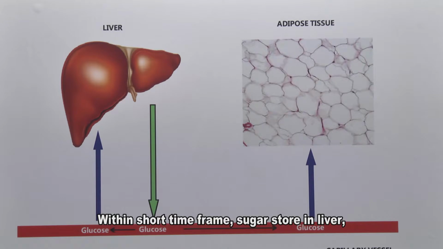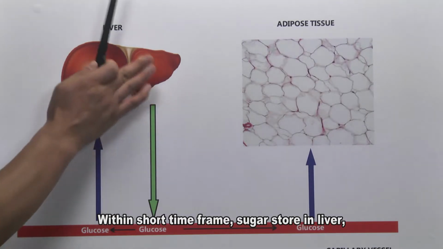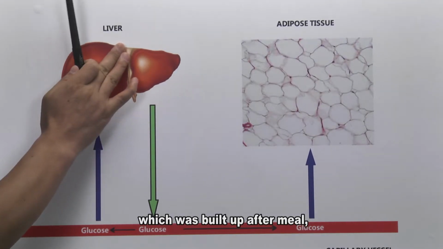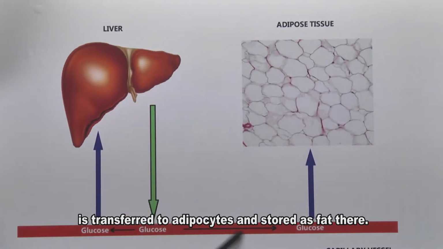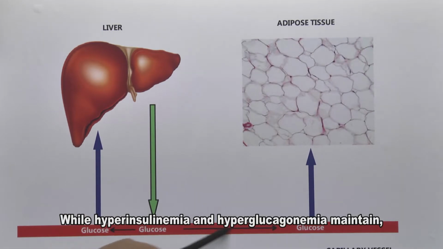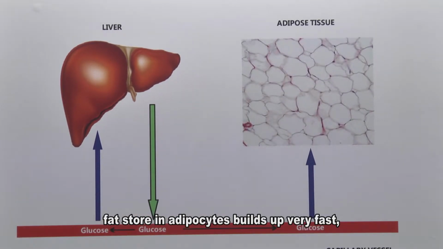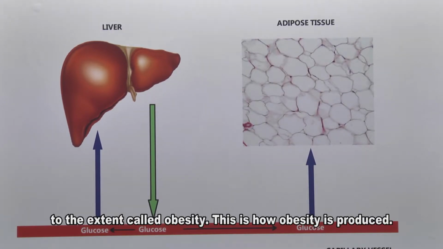Within a short time frame, sugar stored in the liver, which was built up after a meal, is transferred to adipocytes and stored as fat there. While hyperinsulinemia and hyperglucagonemia are maintained, fat stored in adipocytes builds up very fast to the extent called obesity. This is how obesity is produced.